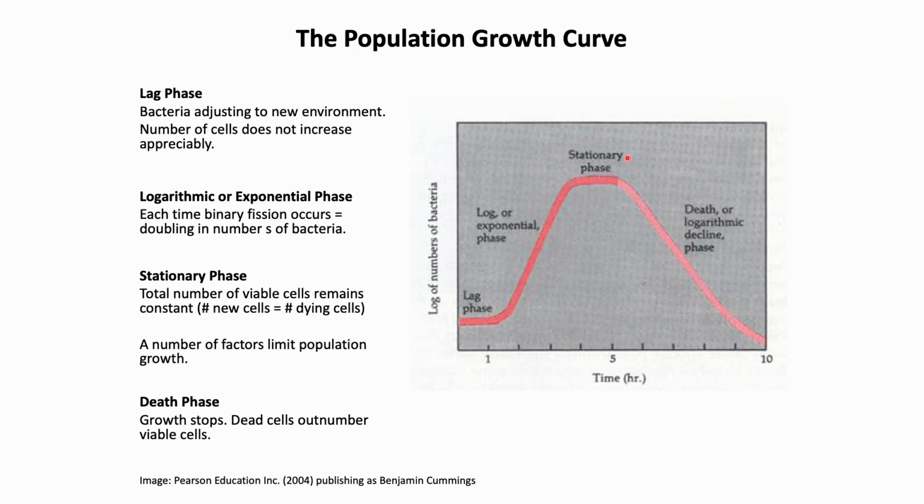So that means there's some type of limiting factor in the environment. Maybe they ran out of nutrients, maybe they ran out of space, maybe too many waste products built up, and they're just not able to create new cells. And then after it has plateaued and you get past the stationary phase, then you have this logarithmic decline or death phase. And this is when all growth has stopped and dead cells continue to outnumber the number of viable cells in the sample.